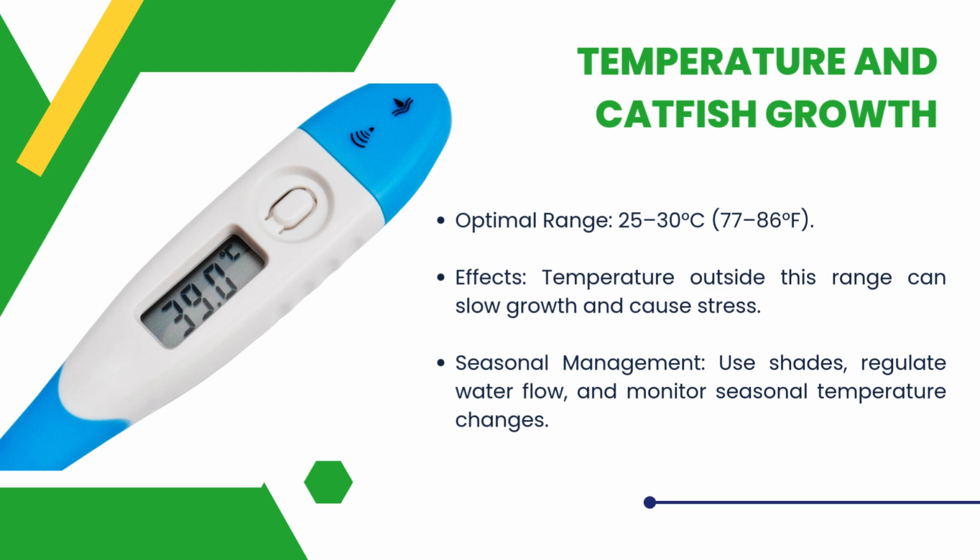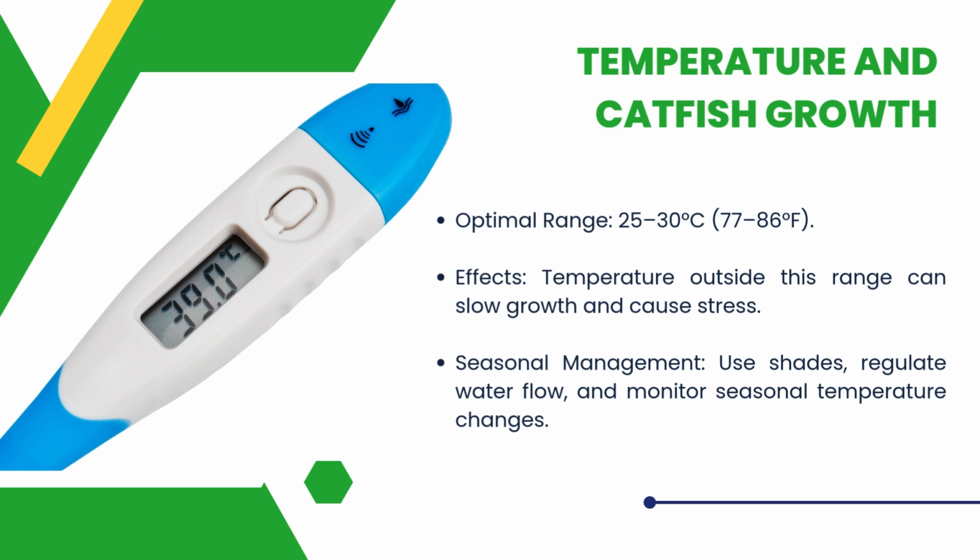For temperature, the optimal temperature is between 25 to 30 degrees Celsius. Always have your thermometer handy. Temperatures outside this range slow the growth and cause stress to the fish. Once fish are stressed, they are weak and they die. And that's why stress management is key in fish.